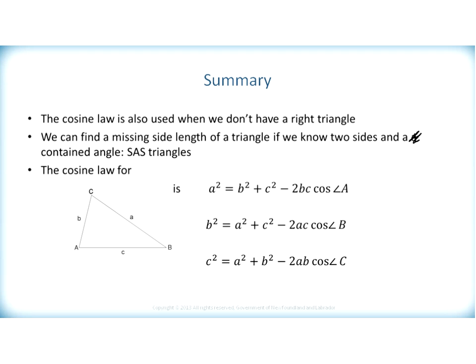They're SAS triangles. The cosine law for triangle ABC, if I want to find side A, is A squared equals B squared plus C squared minus 2BC cos angle A. If I want to find B, it's B squared equals A squared plus C squared minus 2AC cos angle B. And if I want to find C, it would be A squared plus B squared minus 2AB cos angle C.